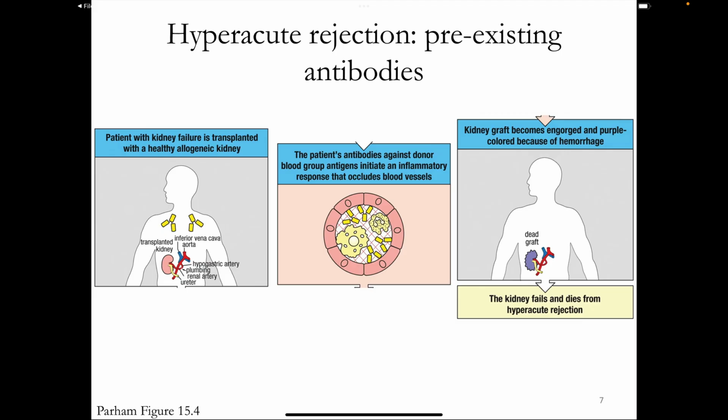And these pre-existing antibodies would be the key drivers of hyperacute rejection. Hyperacute rejection does not happen very often in modern times. How might you prevent, and how in fact do we prevent, hyperacute rejection?